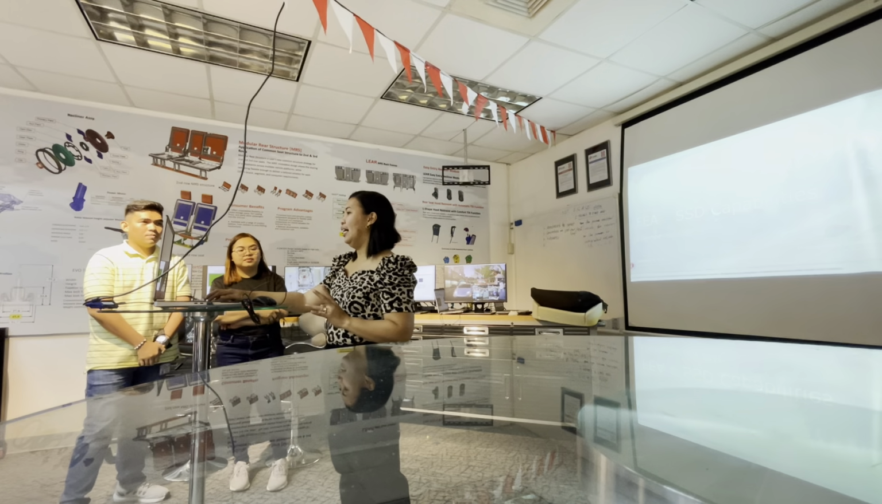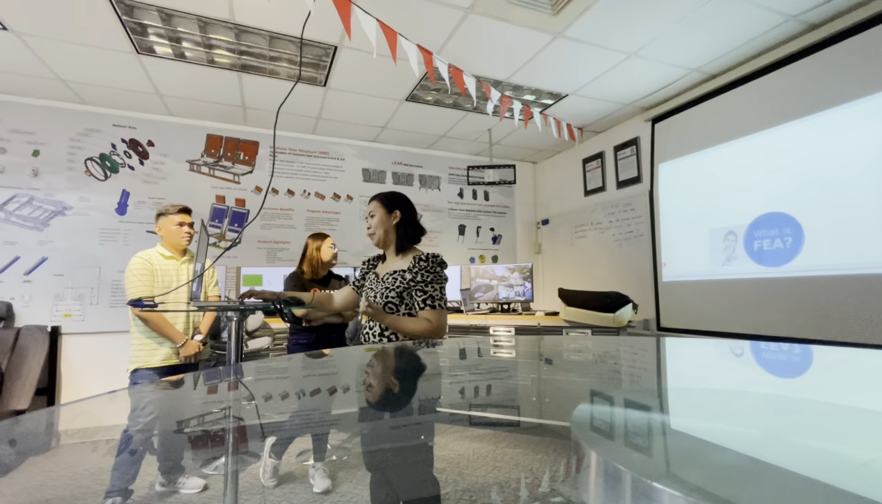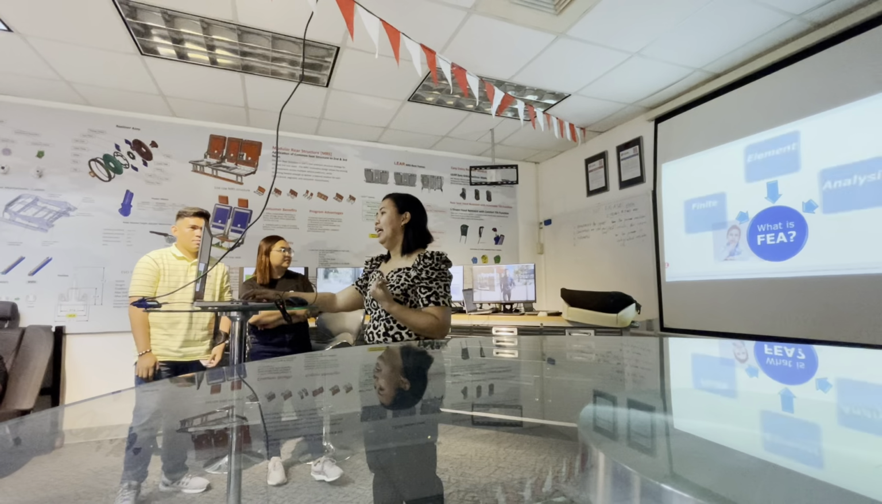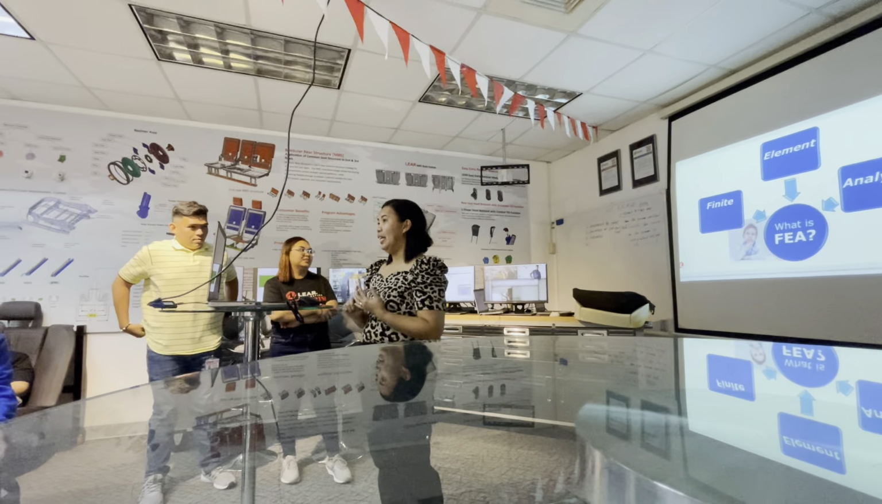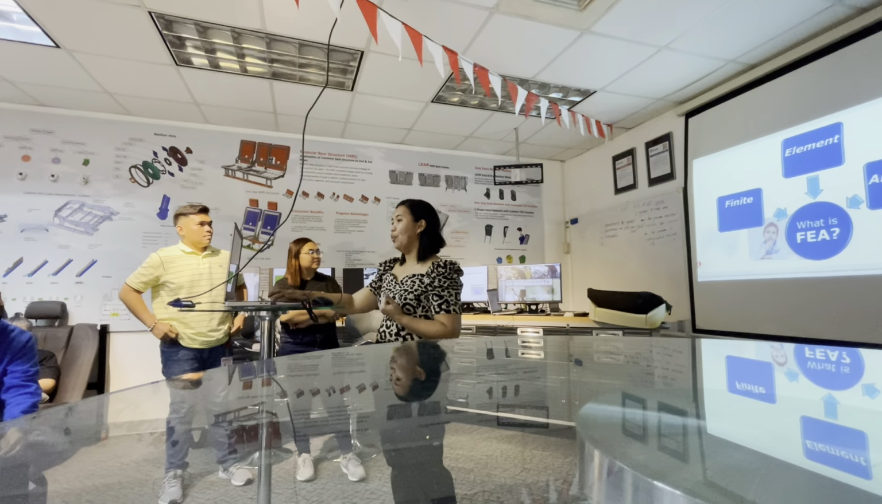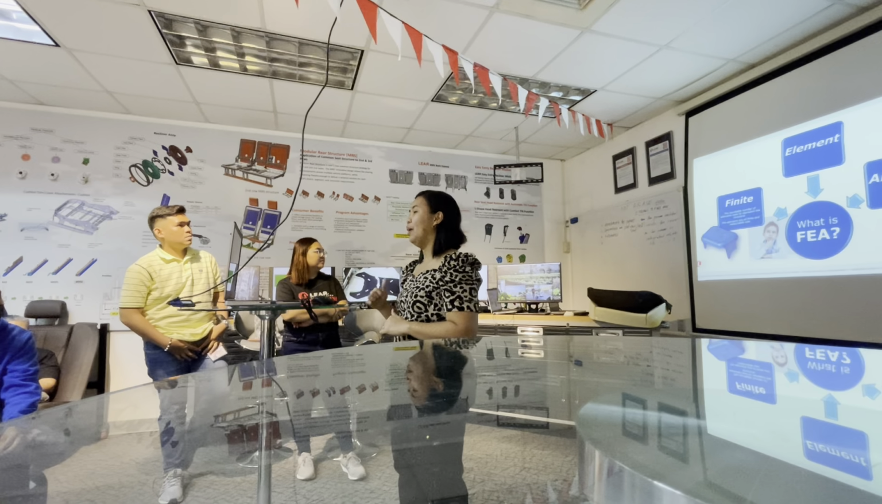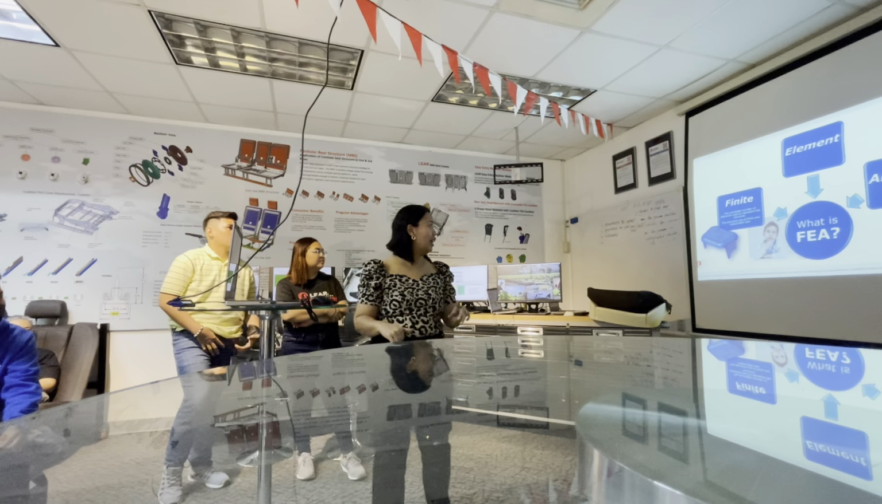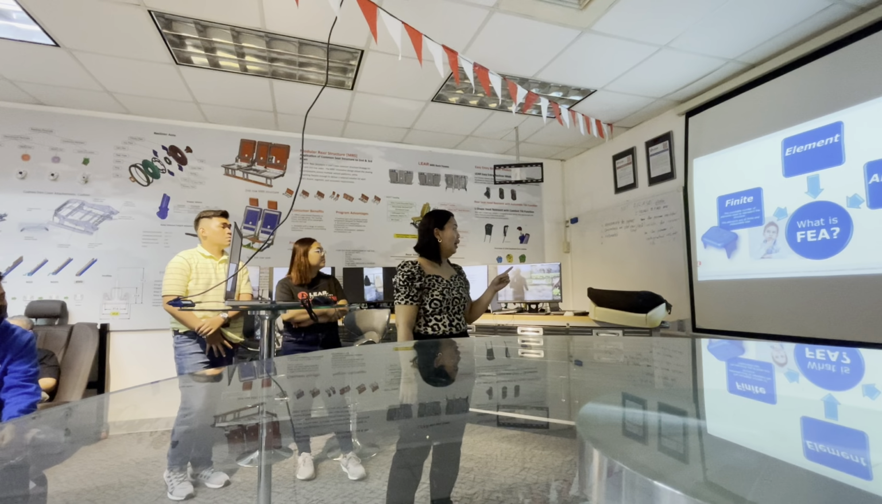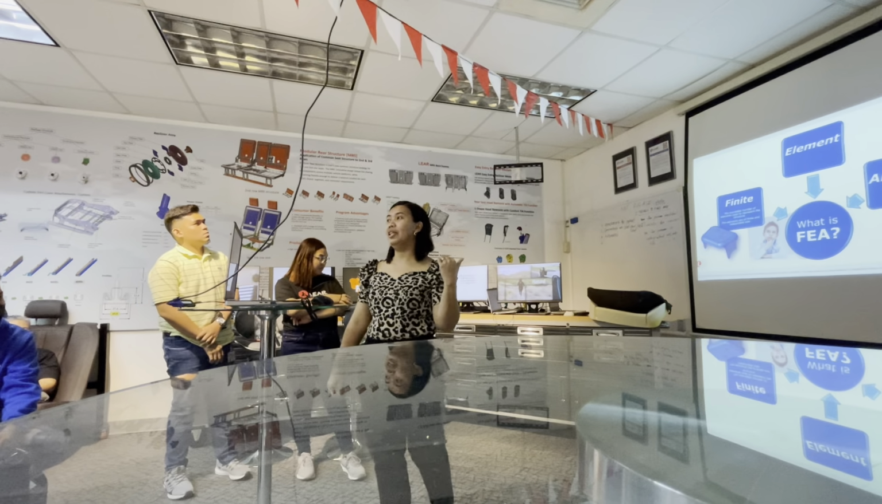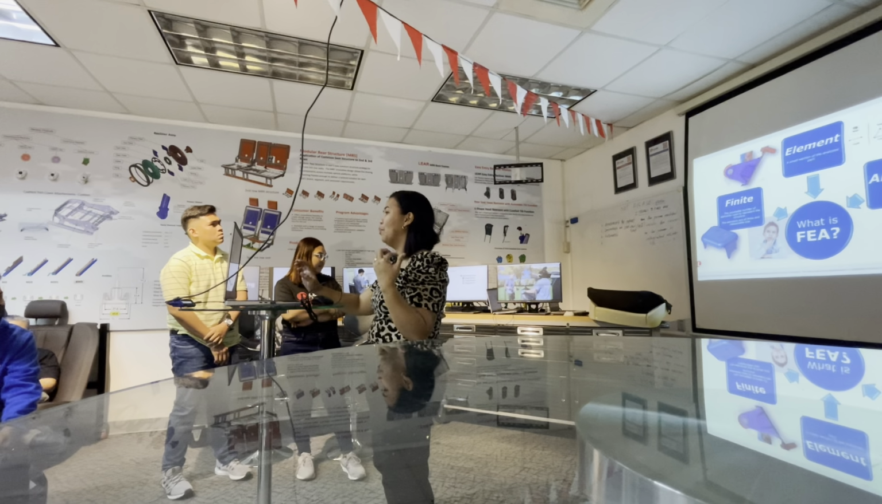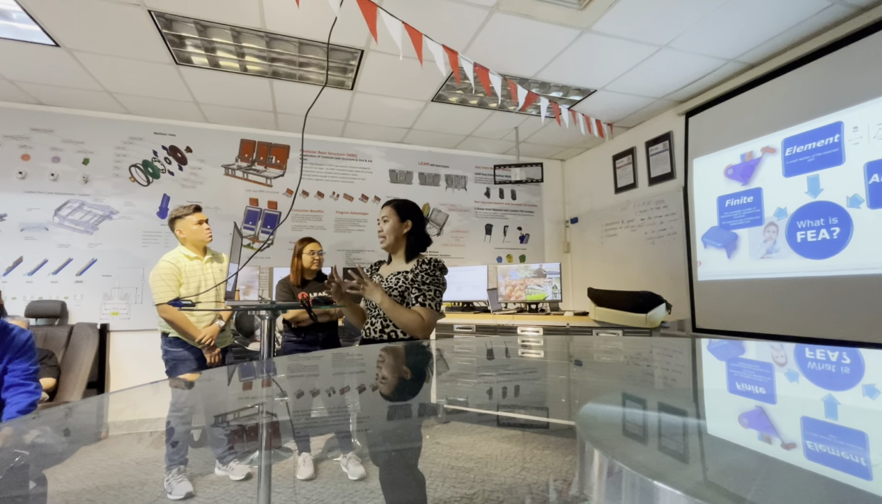So first, let's define FEA. What is FEA? FEA stands for Finite Element Analysis. Why is it called finite? Because we are dealing with a countable number of elements used to represent a structure. What you can see here, the squares and the triangles used to represent the part, are called elements. They are the small sections of the part being analyzed.